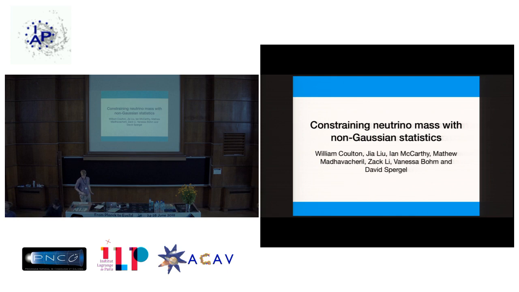Great. Thank you for the opportunity to present the work that my collaborators and I have been doing. I'm going to be talking about how we've been looking at how non-Gaussian statistics can be used to constrain neutrino mass in weak lensing convergence maps.